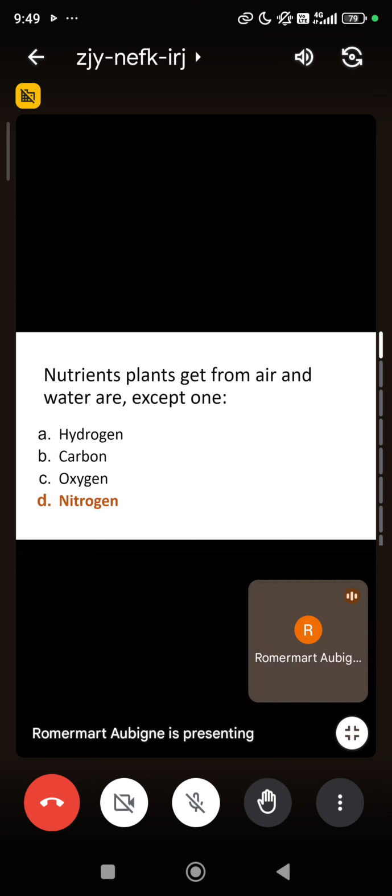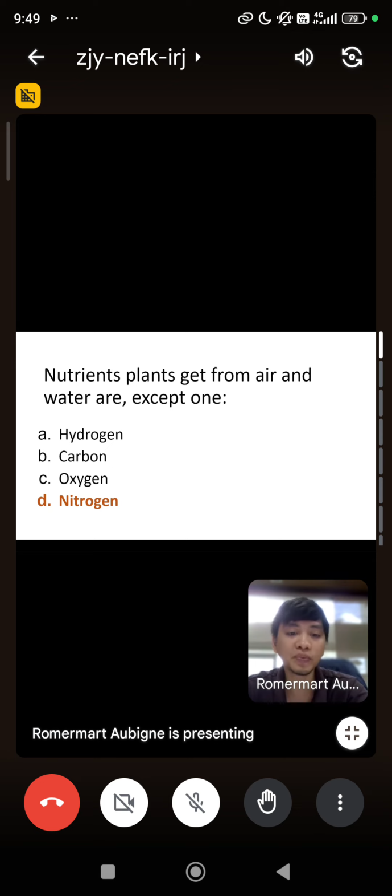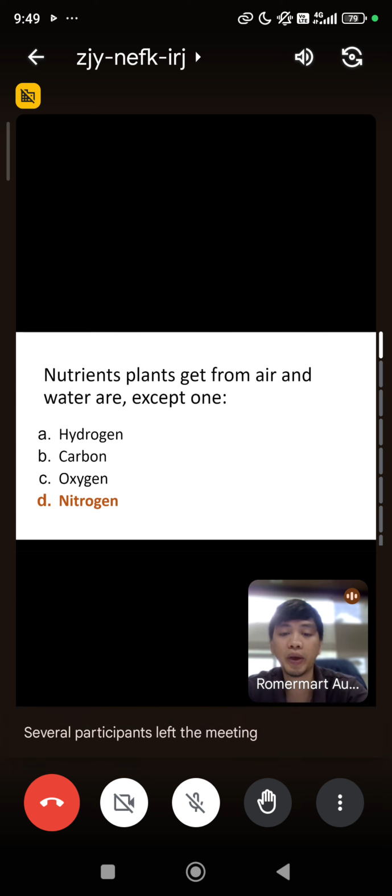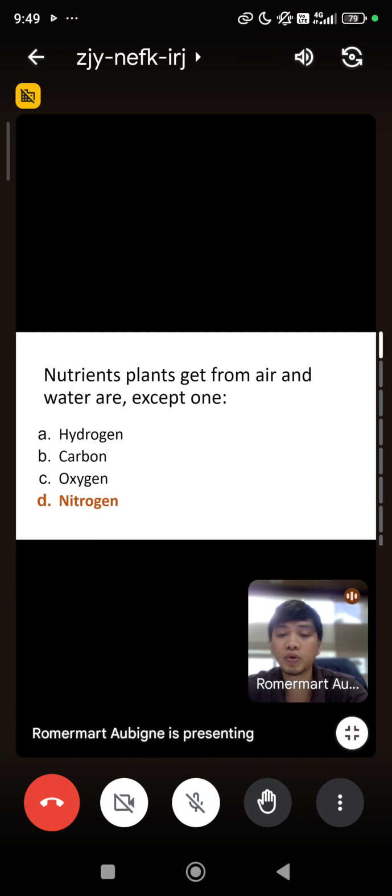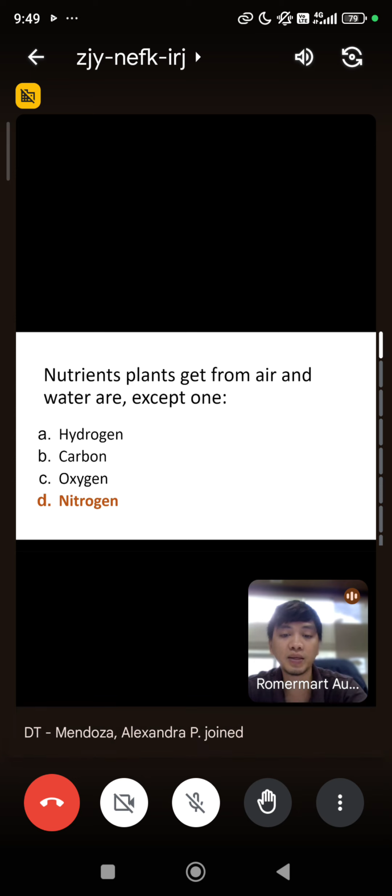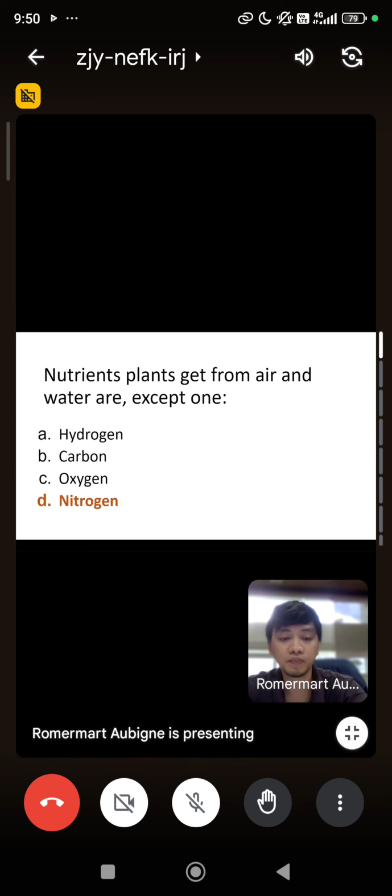So plants obtain or absorb nutrients from the air and water through the process of photosynthesis, and from the soil through the roots. In terms of air, plants absorb carbon dioxide from the atmosphere during photosynthesis, which is used to produce carbohydrates and other organic compounds. Then oxygen is also released as a byproduct of photosynthesis.